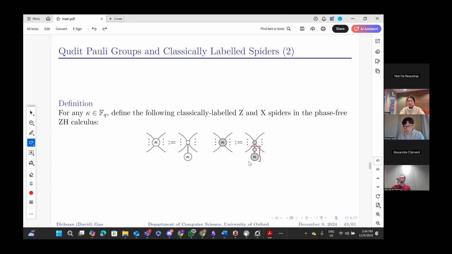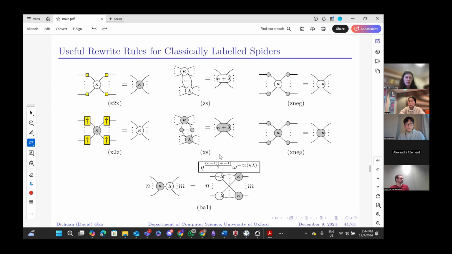So if you look at this bit here, it is the same as an X lollipop with minus kappa label. I guess another way to think about this is whenever something, whether it's an X spider or a Z spider, interacts with an X spider, the sign flips. So yeah, you can see this in the strong complementarity here, for example.